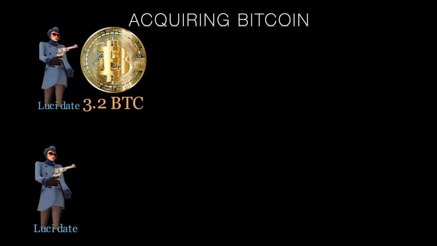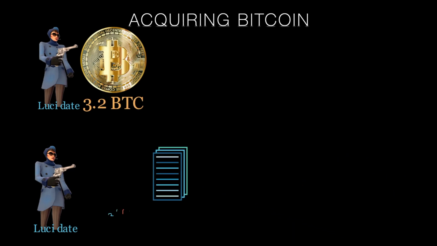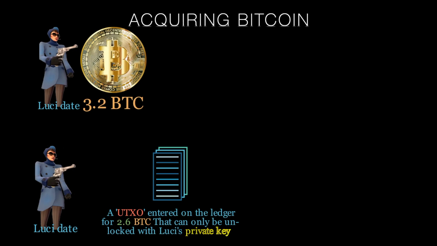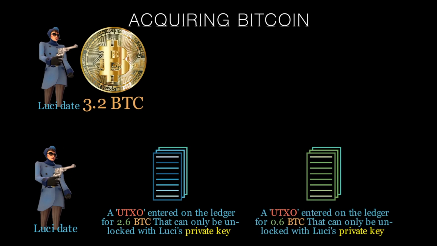It is more technically correct, however, to say that in exchange for her $20,000, the public ledger ends up with a validated record on it. This record is an unspent transaction output totaling 2.6 Bitcoin that can only be unlocked or spent with Lucy's private key. Similarly, the exchange for the pizza results in another record on another part of the ledger. This records another UTXO, this time of 0.6 Bitcoin, which again can only be unlocked or spent using Lucy's private key.